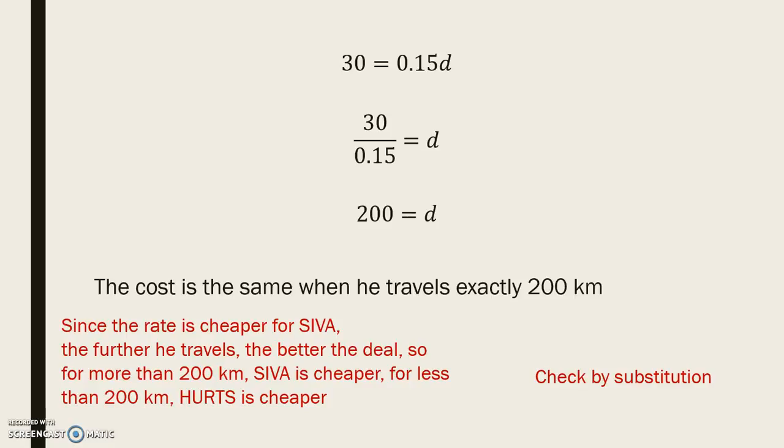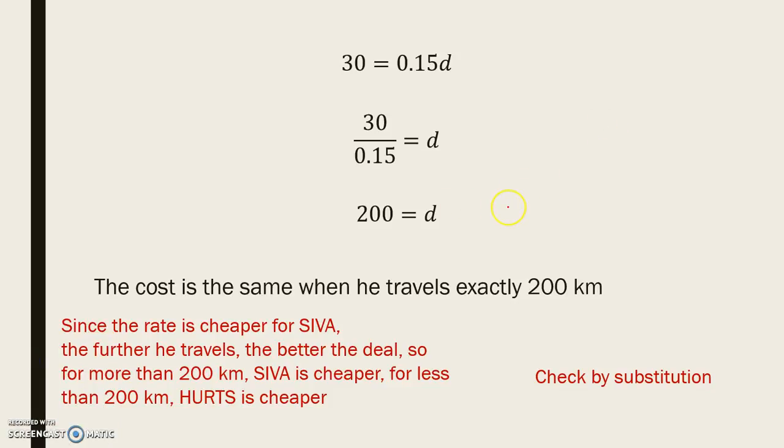So we can extend on that idea further by looking at what that actually means. Because SEVA has a cheaper rate per kilometre, the further that he travels with SEVA, the better the deal, the cheaper the cost will be. Because Hertz has a more expensive cost per kilometre, the further you travel than 200 kilometres, the more expensive Hertz is. But the less you travel, Hertz is cheaper. So it looks a bit like this.